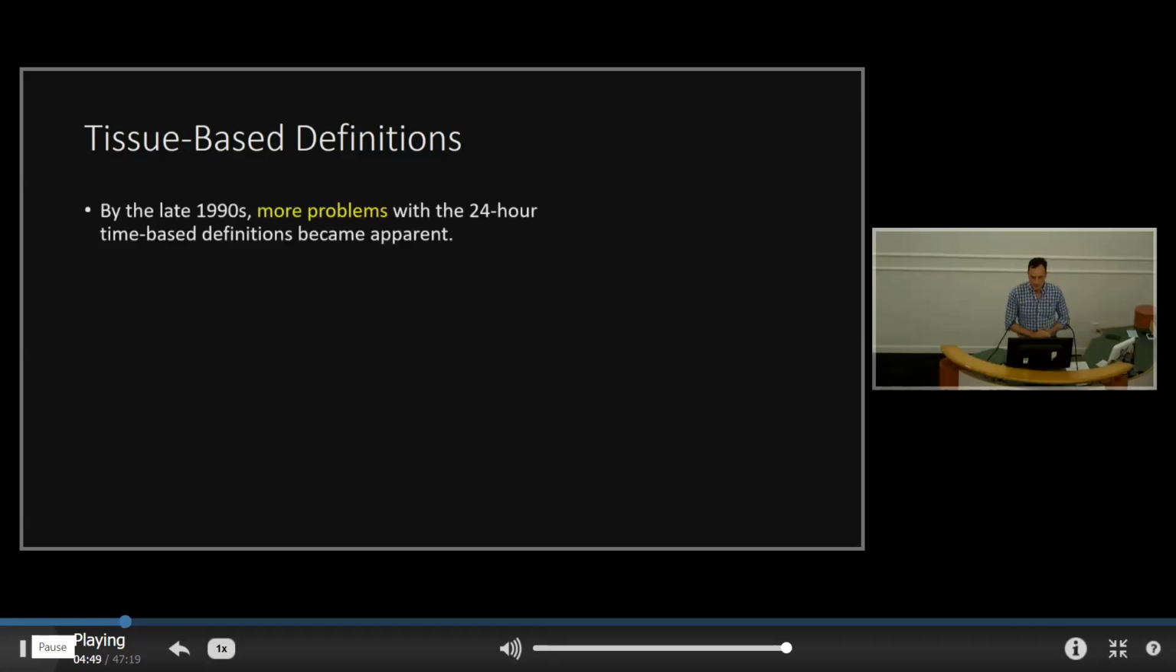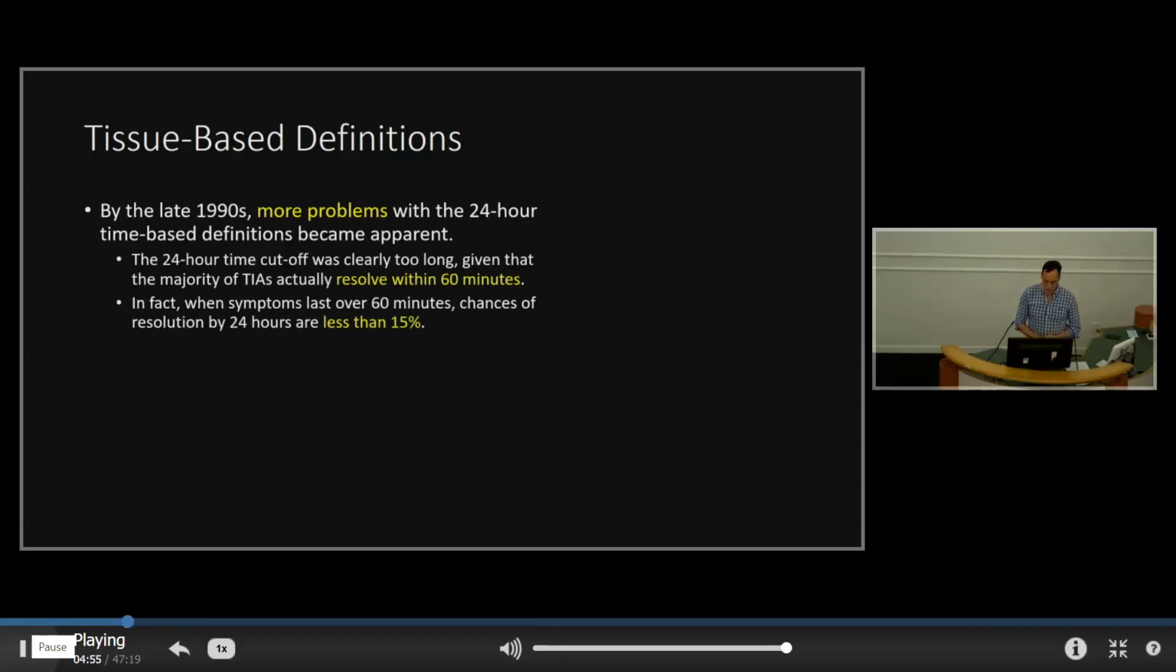Just in the late 90s, more problems appeared with these other definitions. For example, the 24-hour time cutoff: after we had accrued enough data, it clearly became obvious that it was just too long, because the vast majority of TIAs actually resolved within 30 to 60 minutes. In fact, when symptoms last over 60 minutes, the chances of it resolving by 24 hours and being a real TIA are less than 15%. It's probably a small stroke.